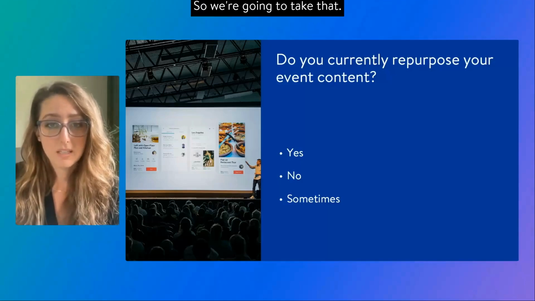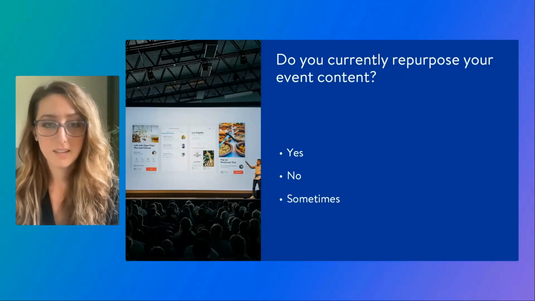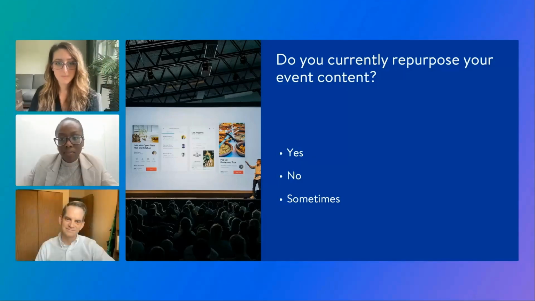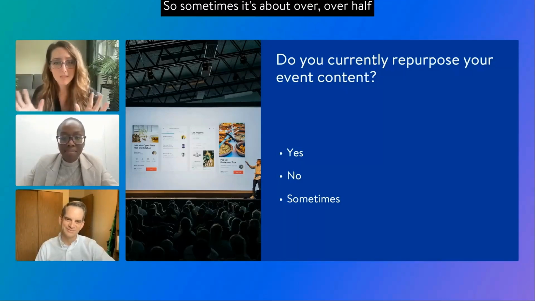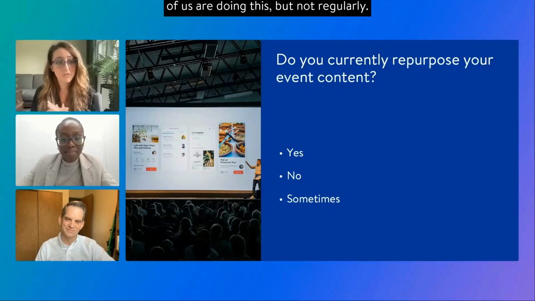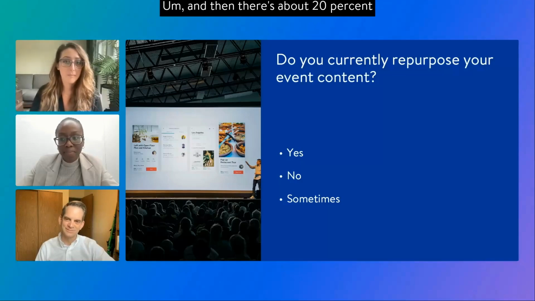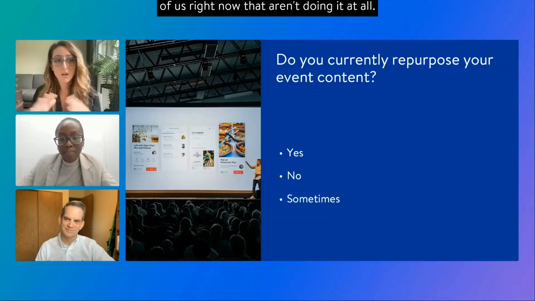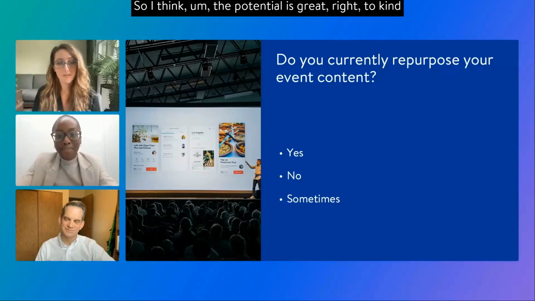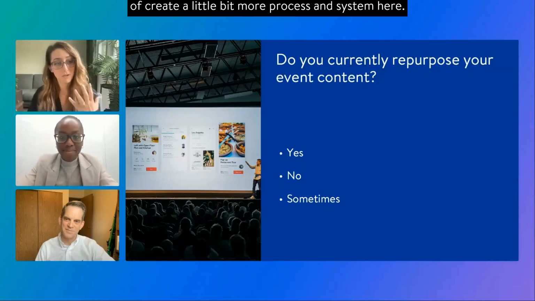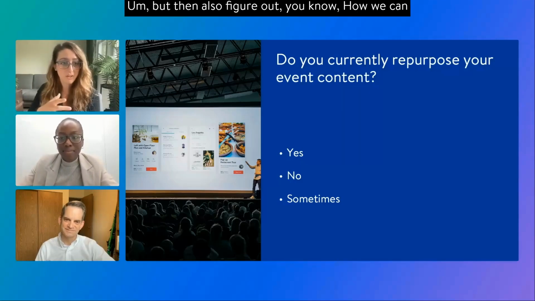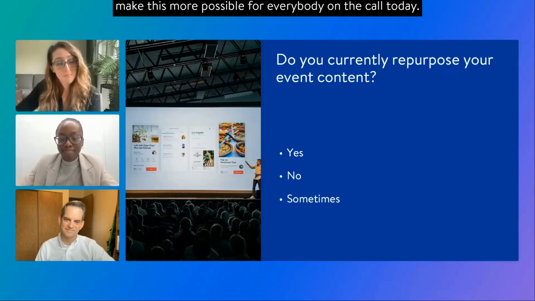So we're going to take that. Let's see what we got. All right. Okay. Not too bad. So sometimes is about over half of us are doing this, but not regularly. And then there's about 20% of us right now that aren't doing it at all. So I think the potential is great, right? To create a little bit more process and system here, but then also figure out how we can make this more possible for everybody on the call today.